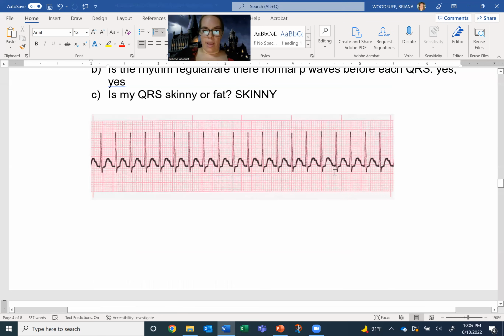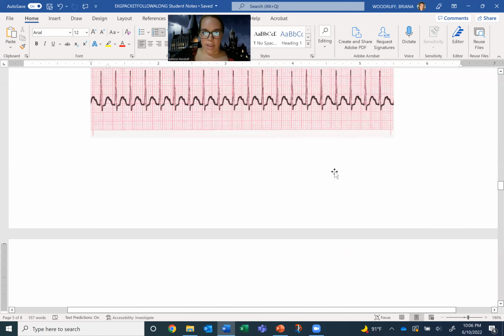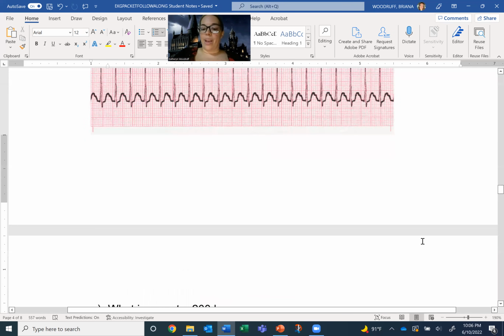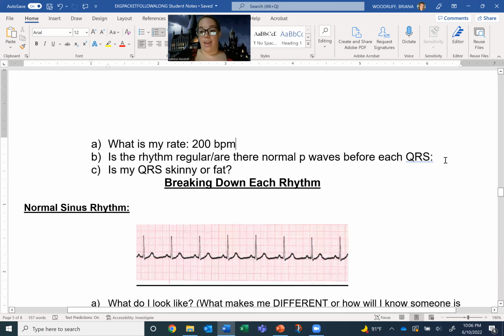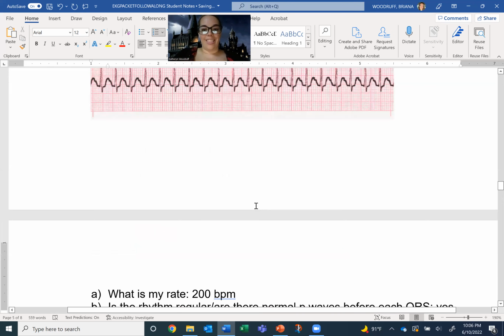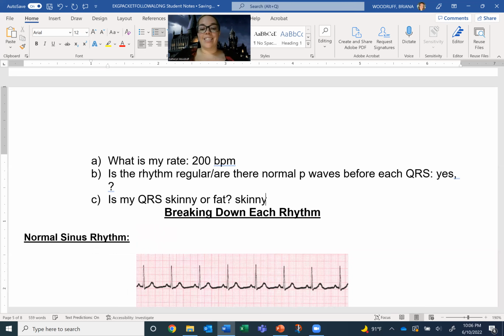Is there a P wave before every QRS? Now, you guys are probably going to say no. There is kind of a little notch here that is a P wave, but I can't really tell, because it's going too fast. So I'm going to say yes, with a question mark. Don't worry, it won't matter for this one. And then it's skinny. So I got a skinny rhythm.